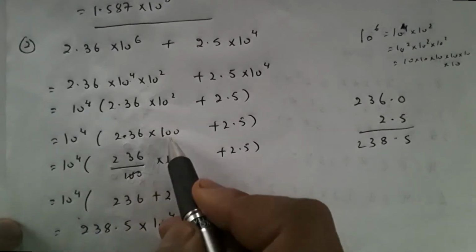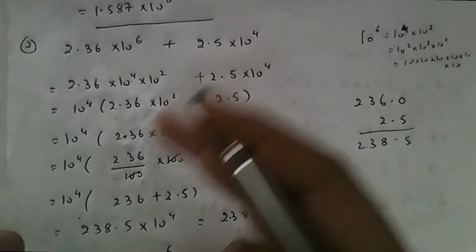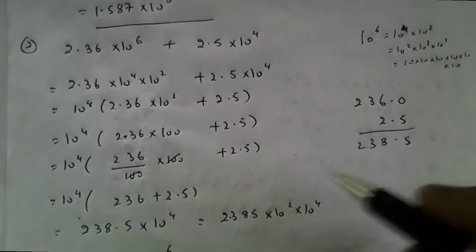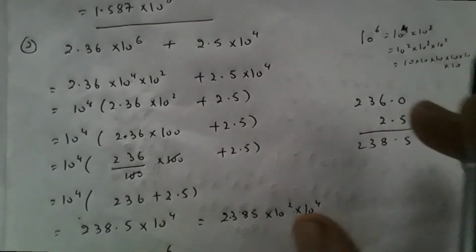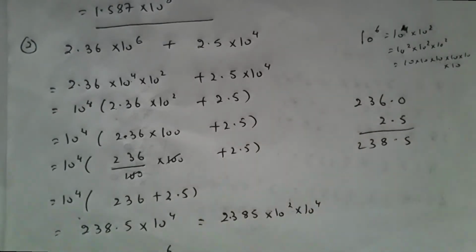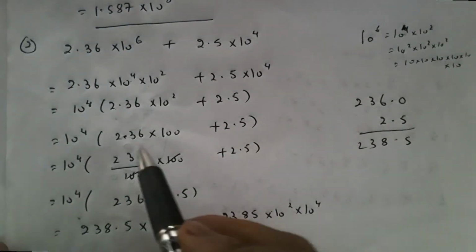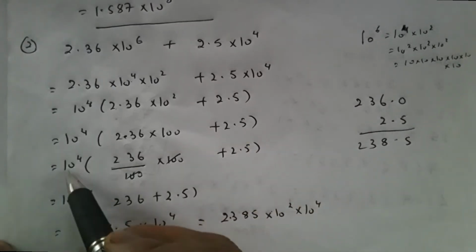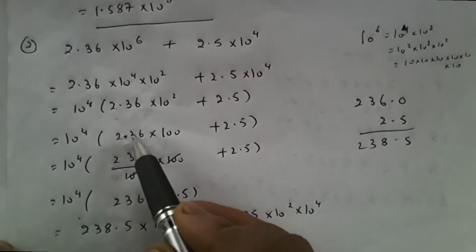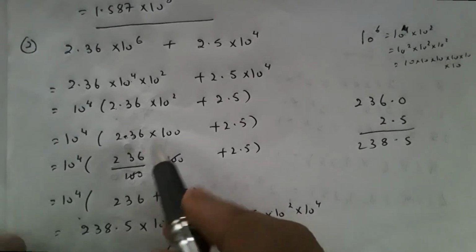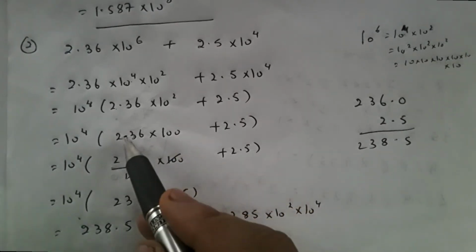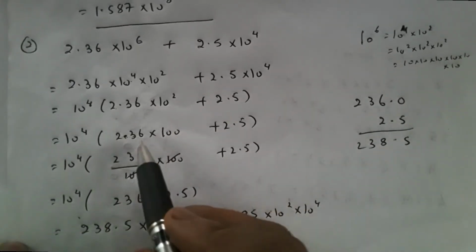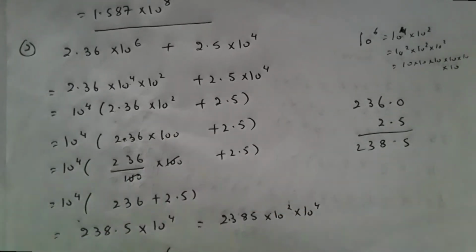2.36 into 10 square is 100. When you do the steps accordingly one by one, later on, when you are able to do more, you can skip the steps which are too simple for you. So 2.36 into 100 plus 2.5, times 10 to the power 4. 2.36, you can multiply it directly to get, after 2 decimal places become 2 zeros, cancel. But it's easier to remove this decimal first and then cancel.